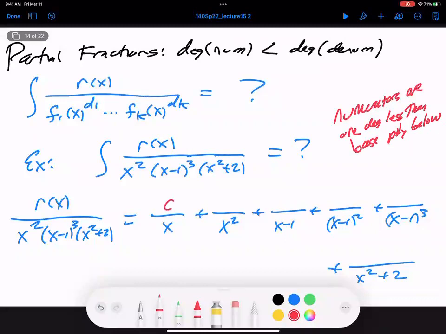I'll call it a. For the next one, what's the degree of the base polynomial? The base polynomial is 1, it's still x. So the degree of the numerator is 0, which means it's a constant. I'll use the letter b. In the next one, the base polynomial is degree 1, so I'll just call it c. The next one, x minus 1 squared. The base polynomial is still degree 1, so I'll call it d.